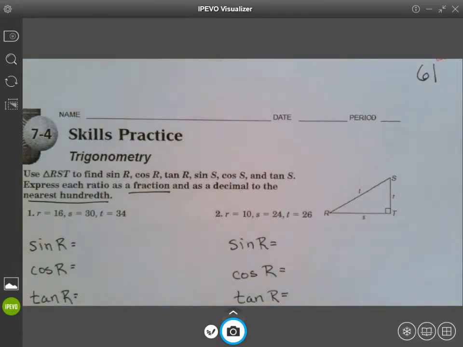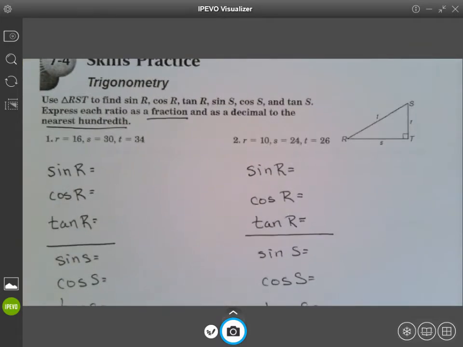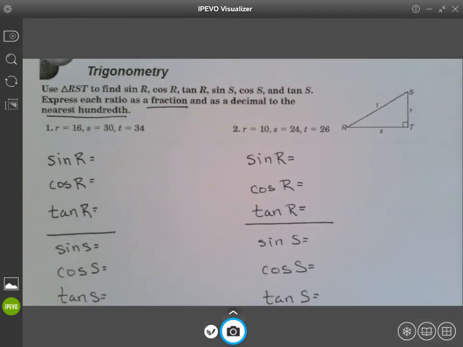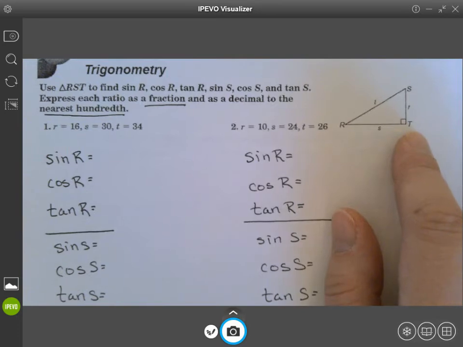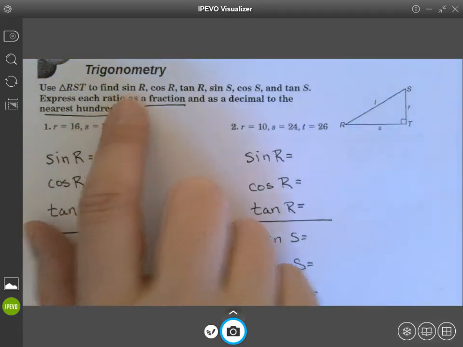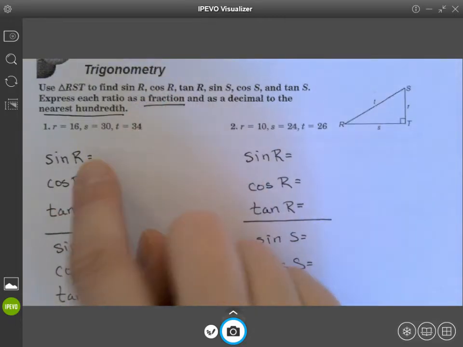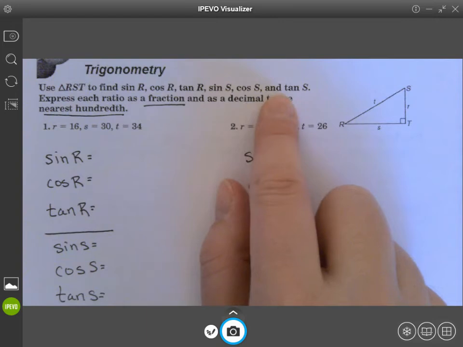All right, we are on worksheet 61, and it's a 7-4 practice worksheet out of the textbook. Now, the first two problems are giving you this triangle over here, and honestly, I'm going to rewrite this triangle so I can scribble all over it. So it says we want to find the sine, cosine, and tangent of R. So that's why I wrote these here. And then we want to find sine, cosine, and tangent of S.